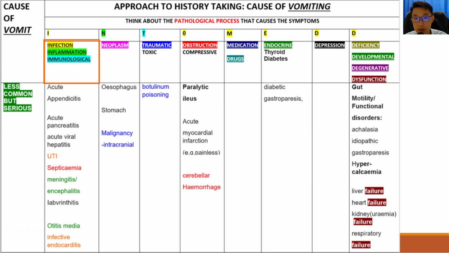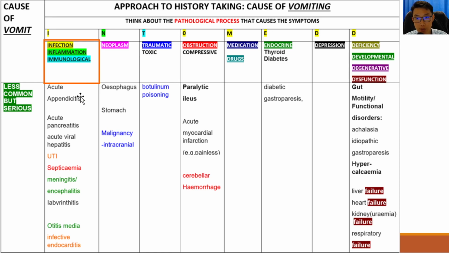And in this table, I have put together a list of less common but potentially serious causes of vomiting. So let's go through them. First, we have the infective causes.